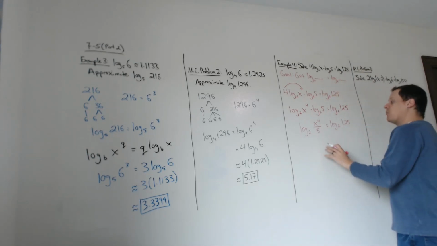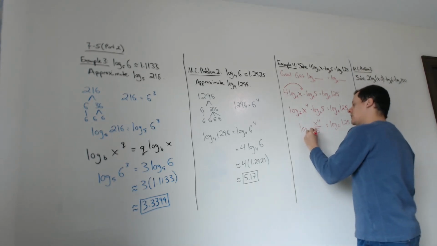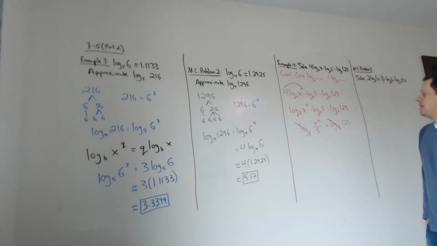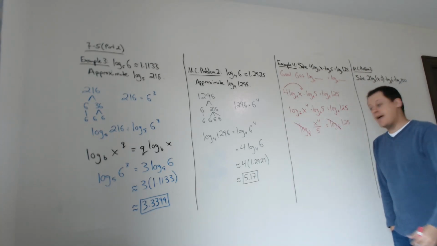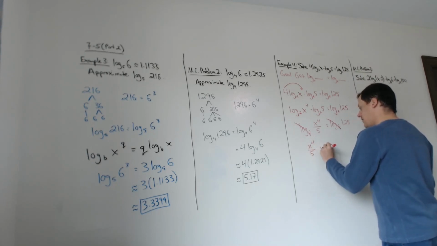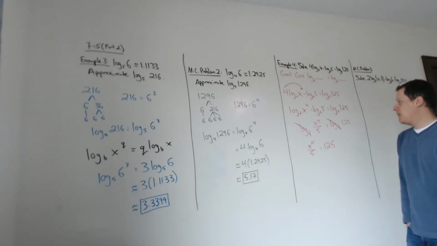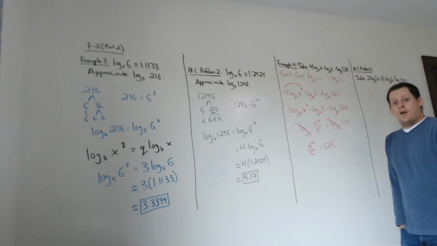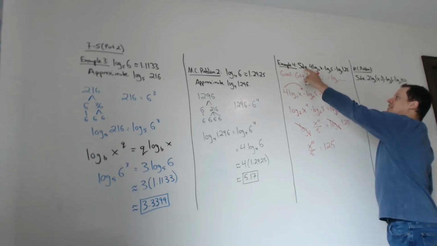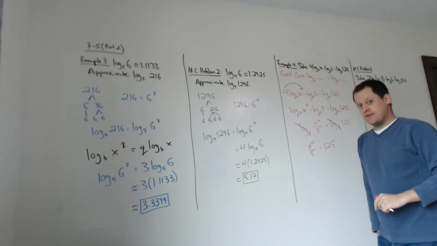So at this point, we can take our logs, get them out. Let's just yeet these logs out of existence. Okay. And we'll just deal with what we have left. That's x to the fourth over 5 equals 125. What is it we're trying to do again? I've forgotten. Solve. Solve means get x by itself.